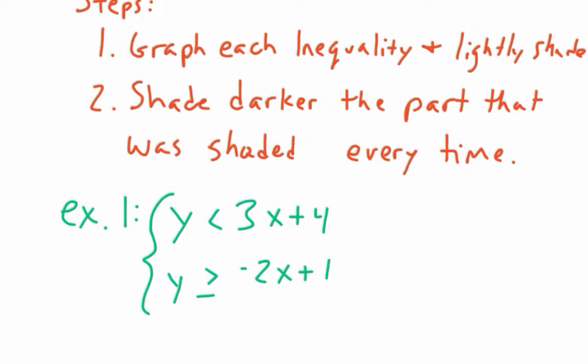So the first one, y is less than 3x plus 4. We know what point's on the boundary line? So the y-intercept is positive 4, right? And 3 is the slope. Solid line or dashed line? Dashed, because it's not an or equal to, it's just less than. So for that top one, the y-intercept was 4, then a slope of 3, so up 3 over 1, up 3 over 1, down 3, left 1, down 3, left 1.